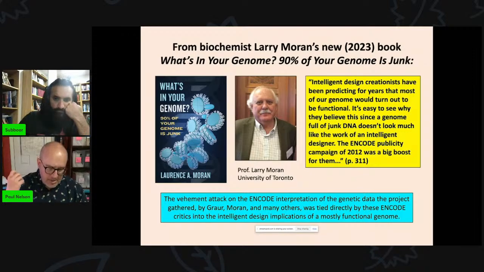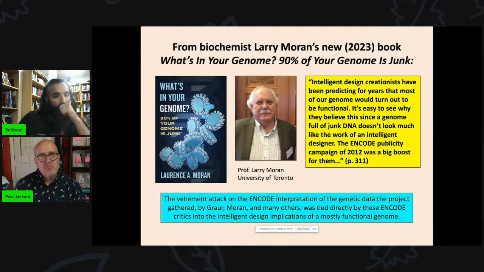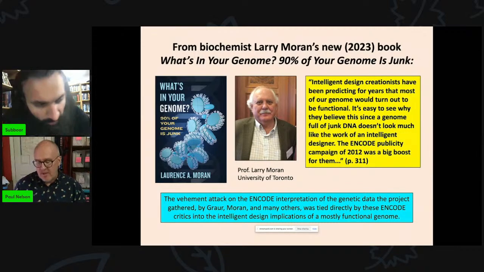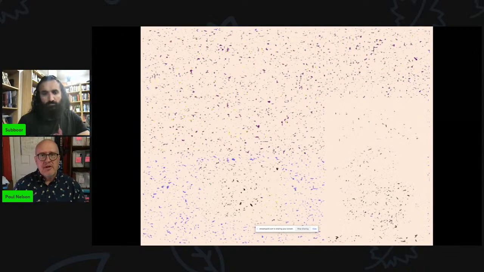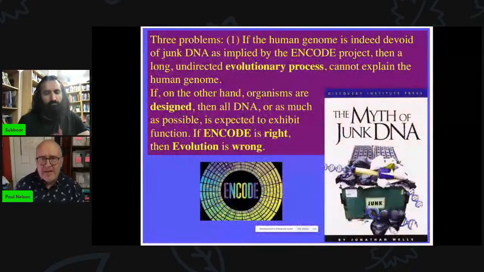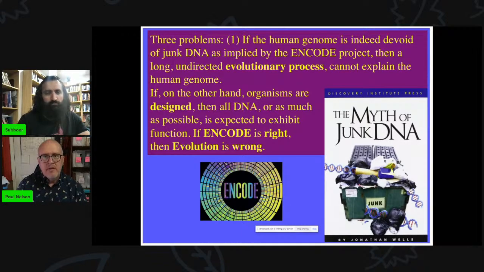And the initial claims, somewhat retracted by many of the ENCODE investigators, that most of the human genome was likely functional, those claims were picked up by the intelligent design research community because, in fact, they had been saying, as Moran points out, for a long time, predicting, in fact, that most of the genome would turn out to be functional. Now, this slide is actually the work of Dan Graur. It's, in fact, a screen capture from a talk that he gave in 2013 at the Society for Molecular Biology and Evolution here in Chicago.